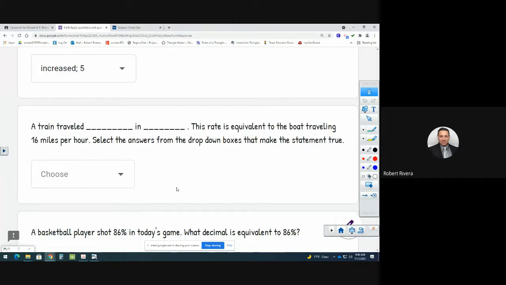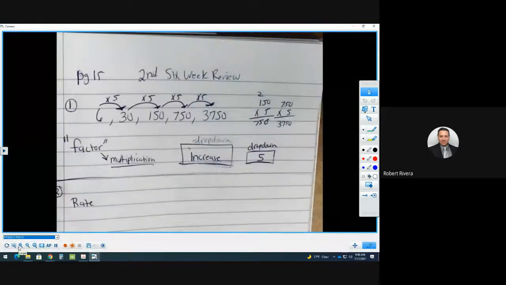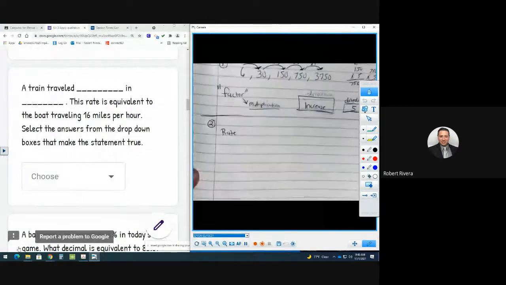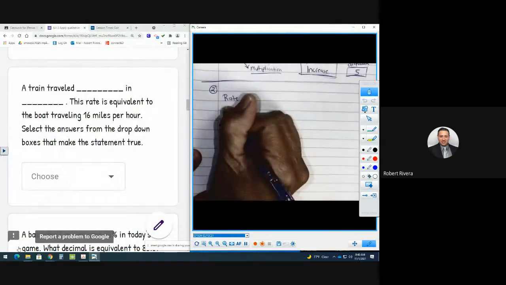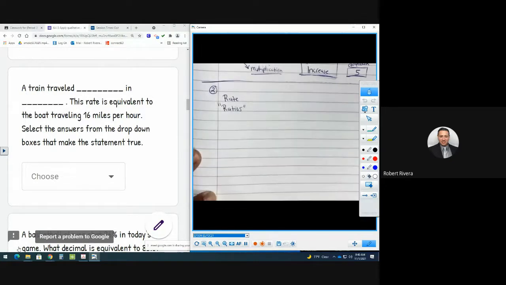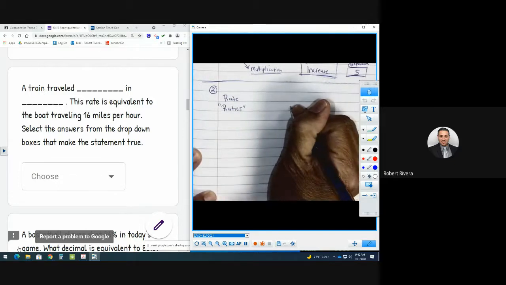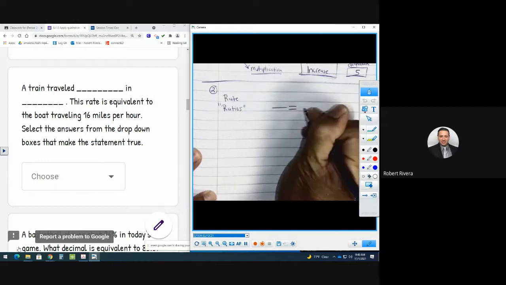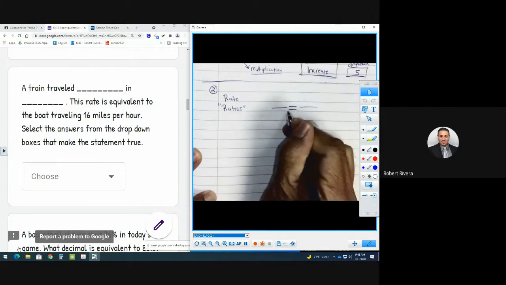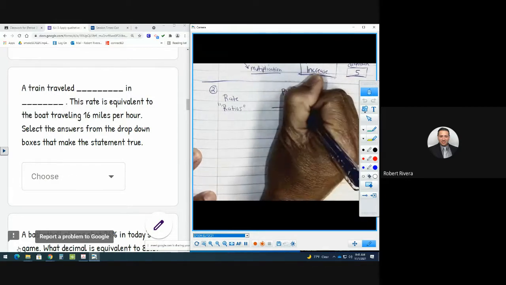Okay, so I see the word rate. Okay, let me flip this again. I see the word rate. So as soon as I saw the word rate, I can think of ratios. Yes, right? And my strategy that I talked about on Thursday last week was to create a proportion. Two ratios that are equal. Remember that I told you that last week? This is called a proportional situation.